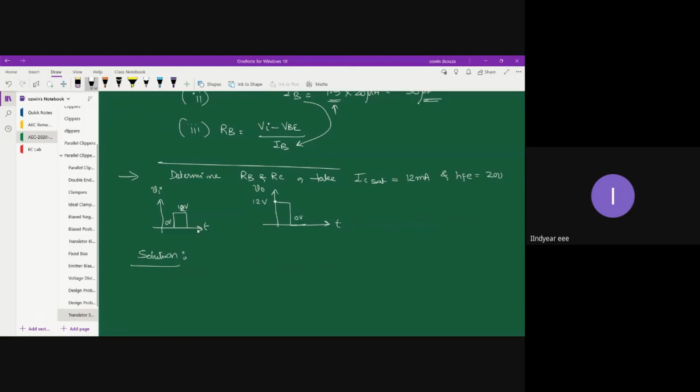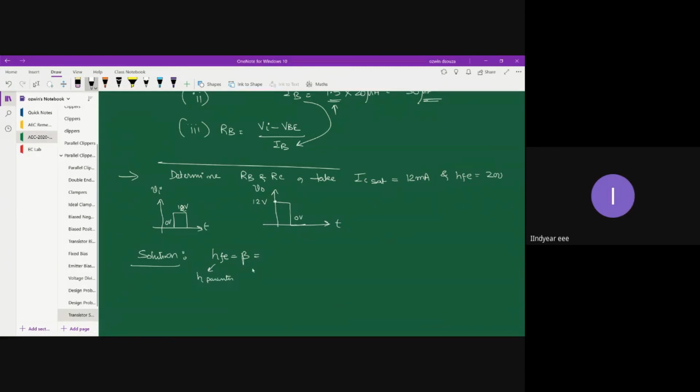I hope you understood the question. For the given set of specifications, you need to find the values of RB and RC. So the input signal status is given, the output signal status is given, along with the saturation current of the transistor, and HFE is given. This HFE is nothing but beta. This is called the H parameter.